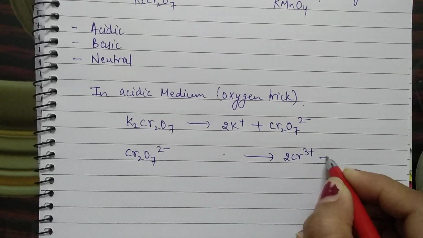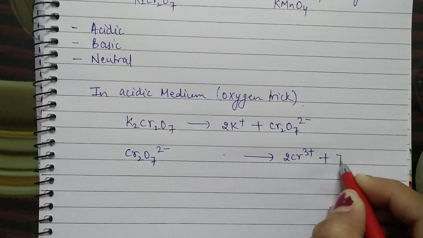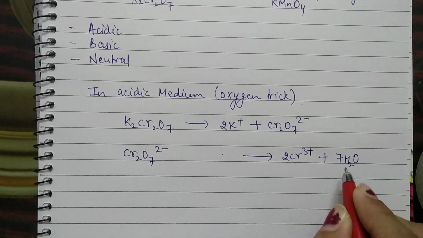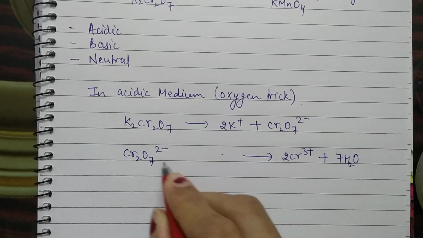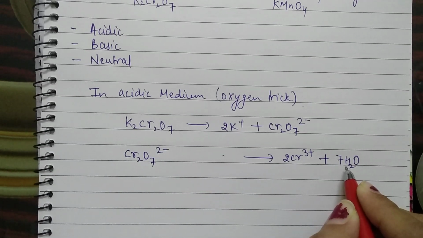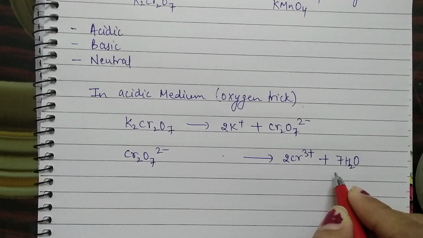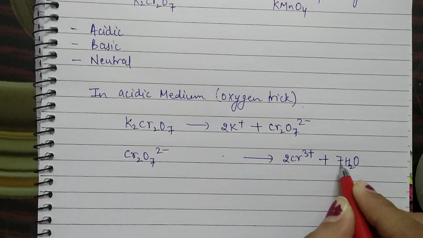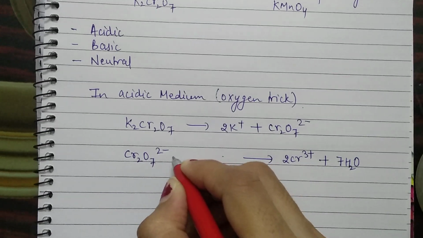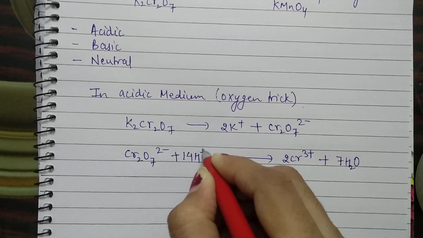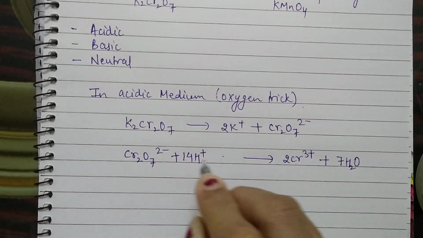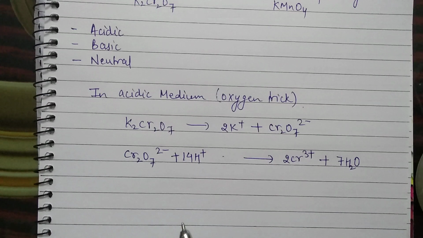So in order to balance the oxygen atoms on the product side, we'll add 7 molecules of water. We have to add the same number of water molecules as the number of oxygen atoms present on the reactant side. Now we'll look for hydrogen. A total of 7 multiplied by 2, that is 14 hydrogens, are there on the product side. So we'll add 14 H+ ions on the reactant side, such that the hydrogen on both sides of the reaction is balanced. Now ultimately we'll balance the charge.